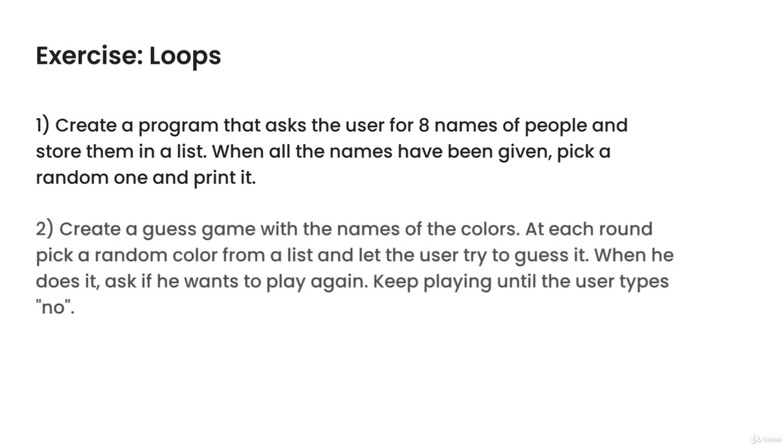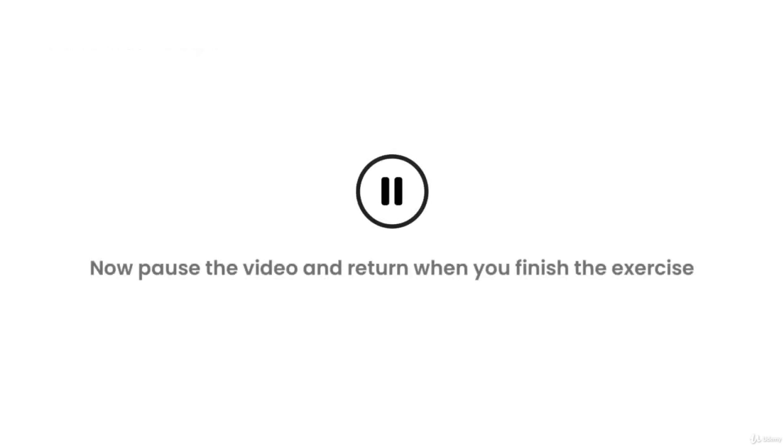Number 2. Create a guess game with the names of the colors. At each round, choose a random color from a list and let the user try to guess it. When he does it, ask if he wants to play again. Keep playing until the user types no. I think this is going to be a very nice challenge. So good luck, and when you're finished, come back here to see the solution.